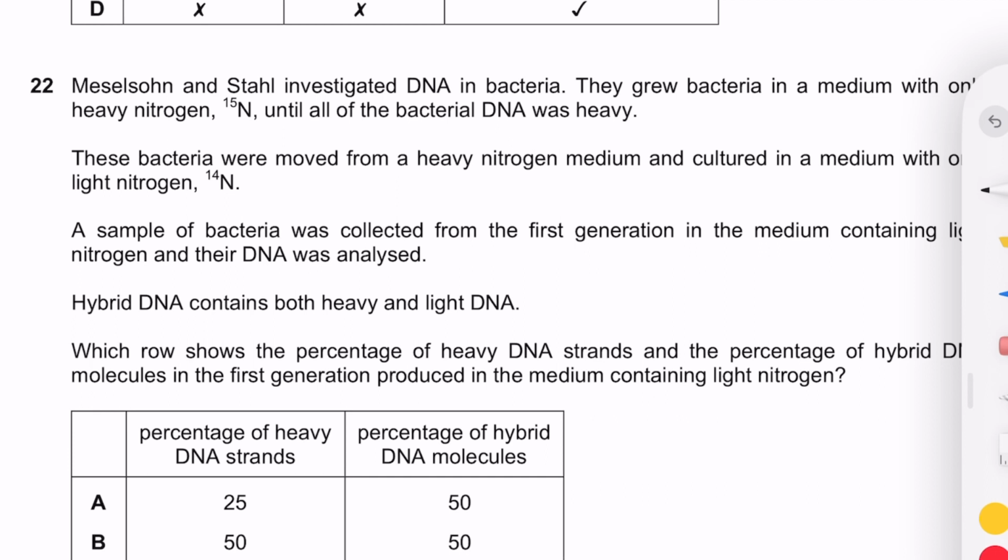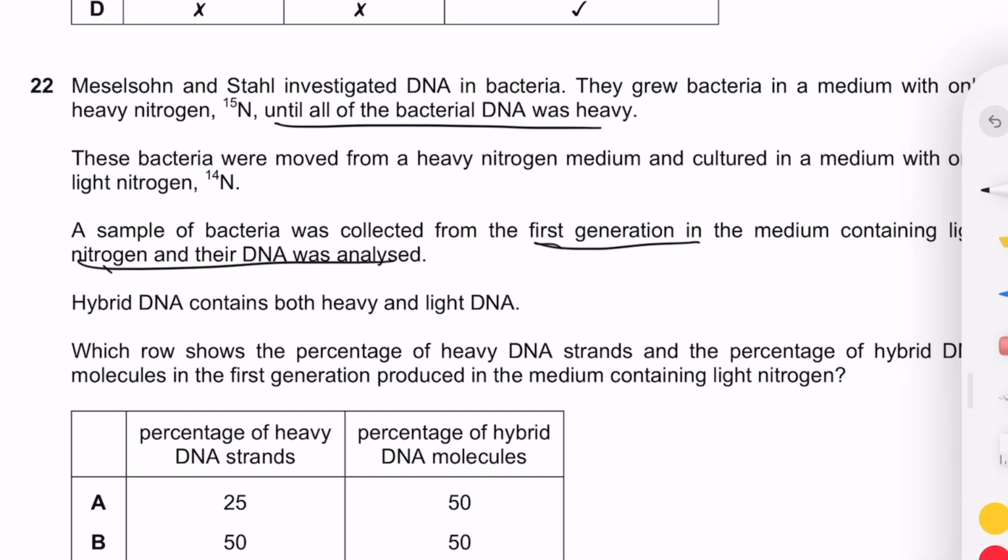Moving on, Meselson and Stahl. These are the scientists that investigated DNA in bacteria, and they grew bacteria in a medium with only heavy nitrogen N15 until all the bacterial DNA was heavy. Now, these bacteria were moved from the heavy nitrogen medium and cultured with only light nitrogen N14, and a sample of bacteria was collected from the first generation in the medium containing light nitrogen, and their DNA was analyzed.